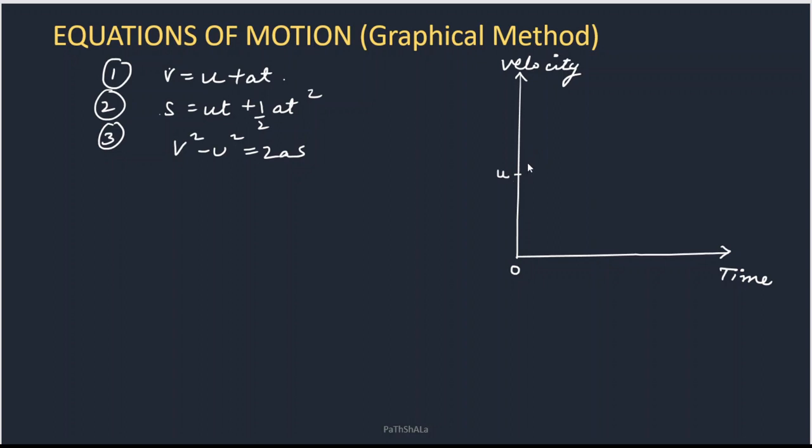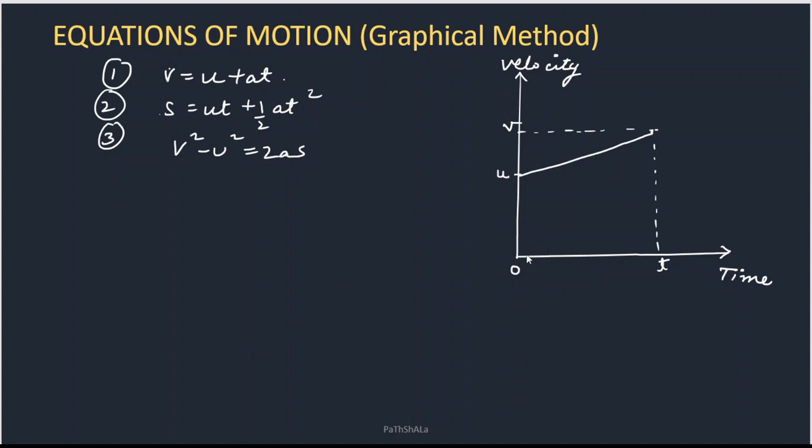As it is moving with uniform acceleration, we will draw a straight line from here. Let us consider that the final velocity of the object is v, so I am marking this final velocity as v. The time it has taken to complete this journey, let us take as small t.